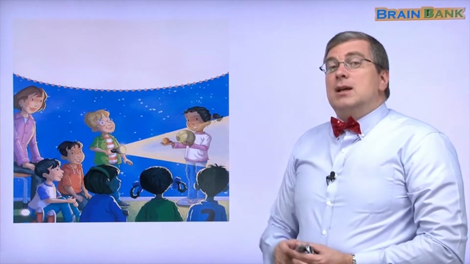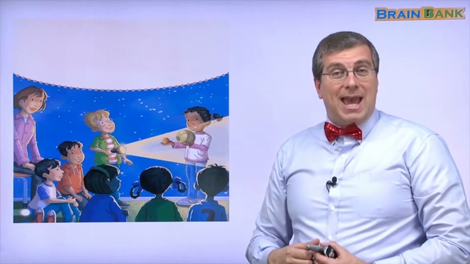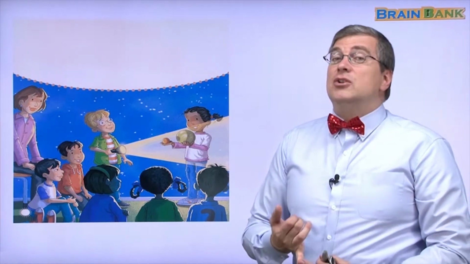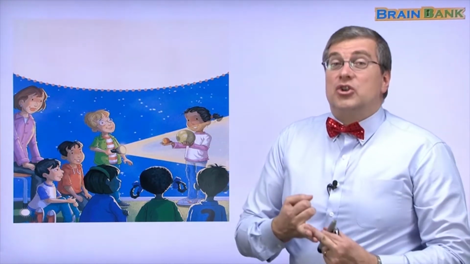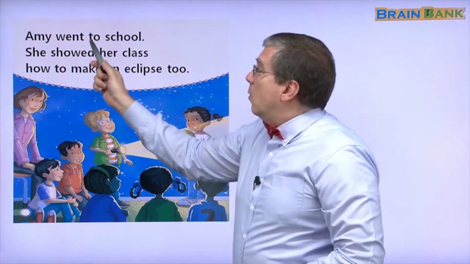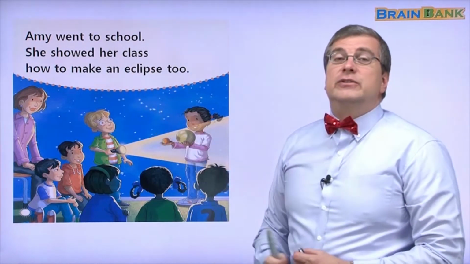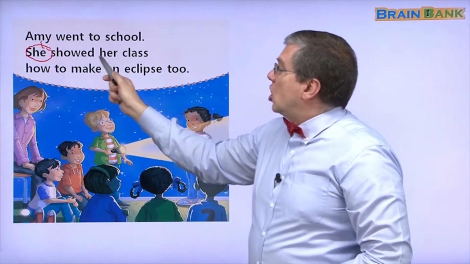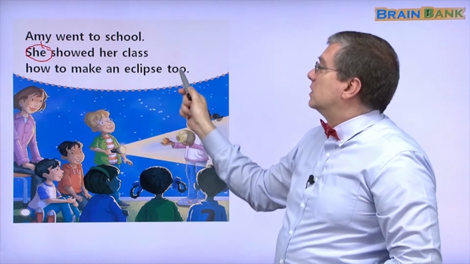So, Amy learns how to make an eclipse from her mom and dad. She learns about solar eclipse, right? 일식, and she learns about lunar eclipse, 월식, right? What does she do? Amy went to school, right? 학교 갔어요, right? She went to school. Amy showed her class how to make an eclipse too.